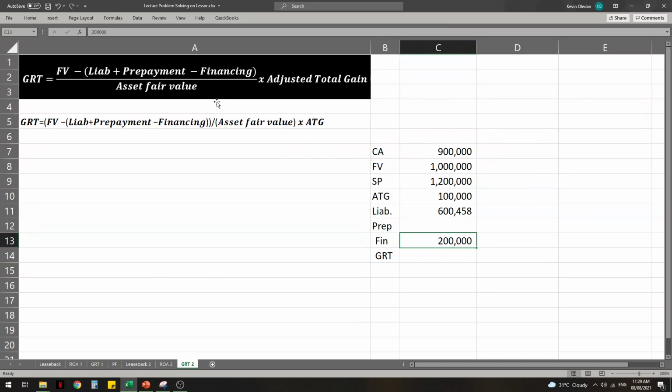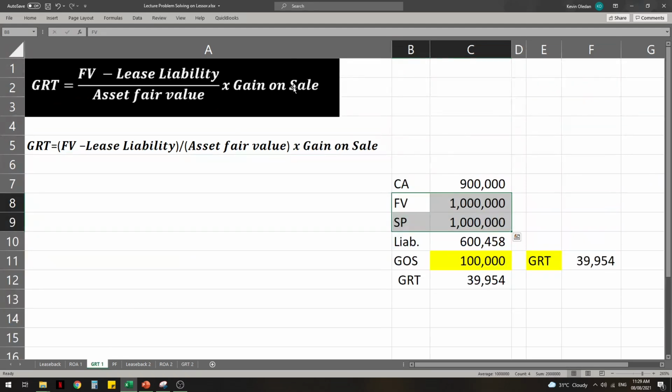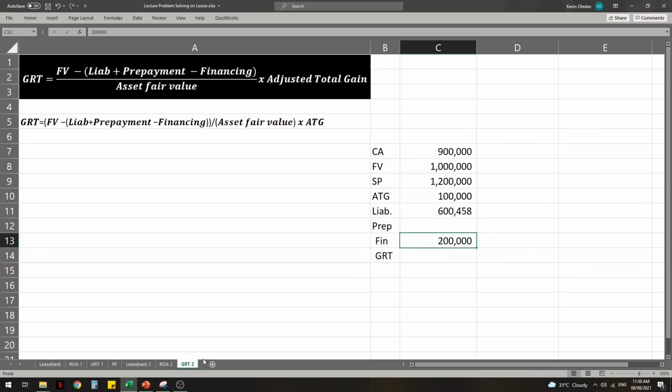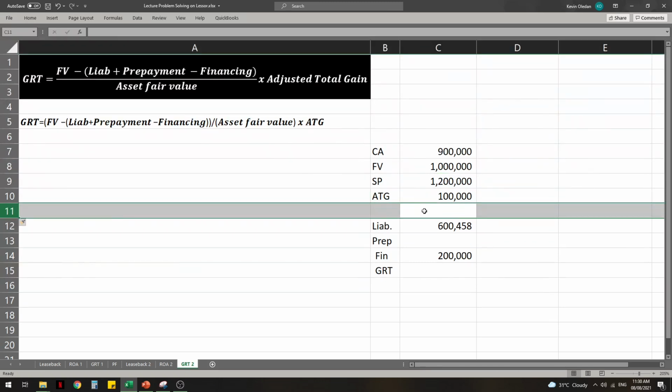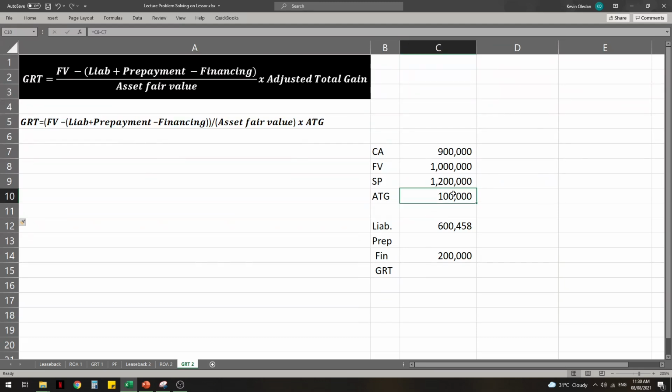And right after that, everything else is the same except for the last component. Adjusted total gain po ang imumultiply natin compared to the previous one wherein we only use gain on sale. Ano yung adjusted total gain? Well, gain on sale is simply selling price minus carrying amount, di ba? Pero guys, in a leaseback, you can only recognize gain up to the extent of fair value and not the selling price. So, kapag hindi equal ang selling price at fair value, I would advise always use fair value.